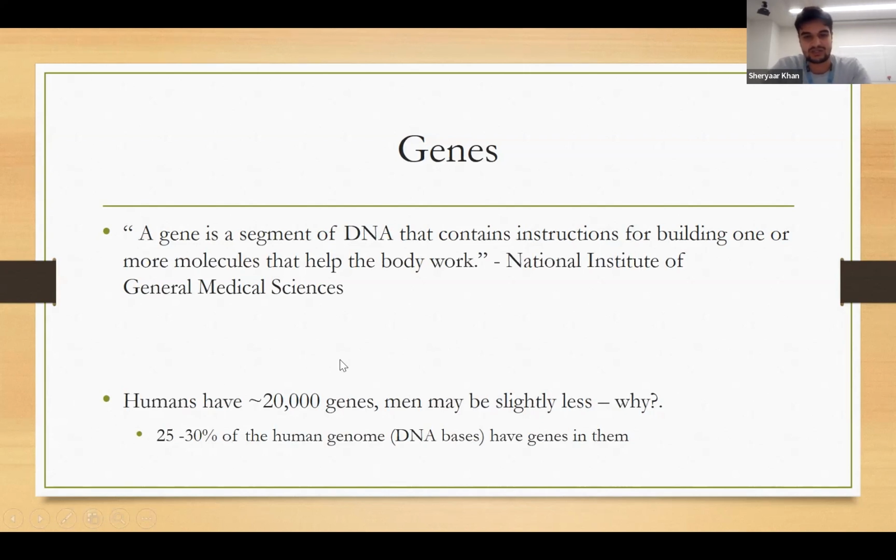Scientists originally believed we had 3 million genes or something like that, because we're so smart. I think a strawberry has 50,000 genes or something like that, and so they thought, oh, humans must have more. But in reality, we only have around 20,000 genes. Men maybe have slightly fewer. Does anyone know why men would have slightly fewer genes than women? If you think you know the answer, just type it in the chat box.